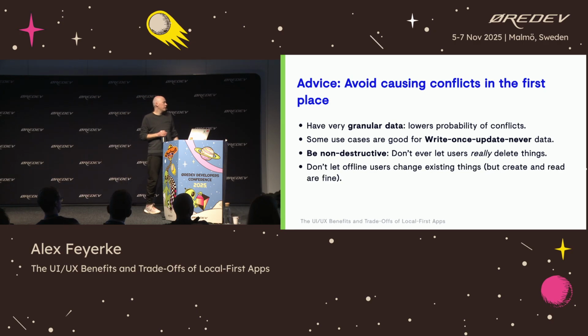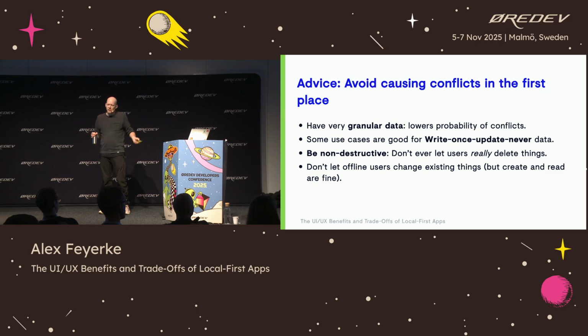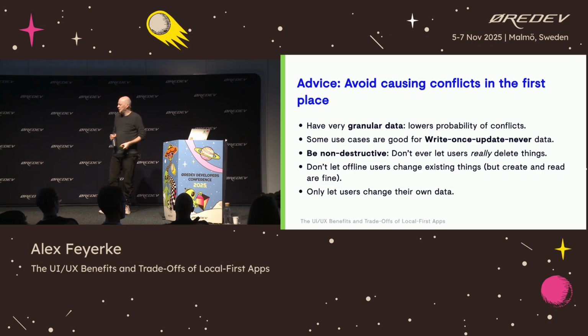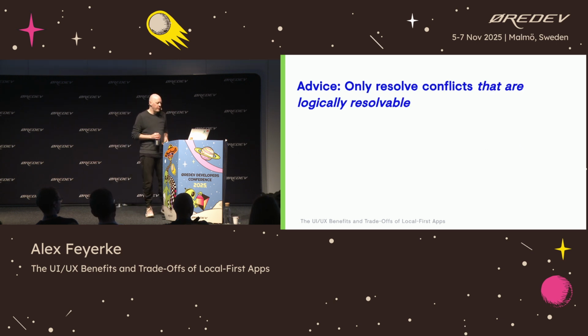And you can use that pattern on different levels in your app. Maybe don't let offline users change existing things because that causes conflicts. They can create stuff, they can read stuff, it's fine. And if you do let them change stuff, maybe only their own data. You know, lean on the concept of the human as a singleton that isn't capable of causing conflicts with itself.